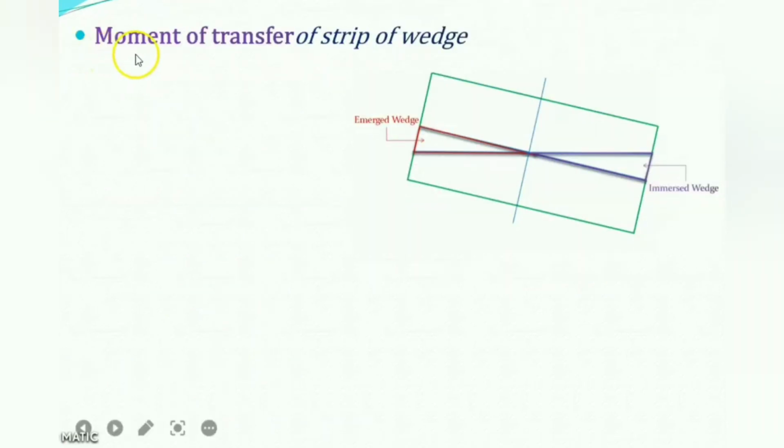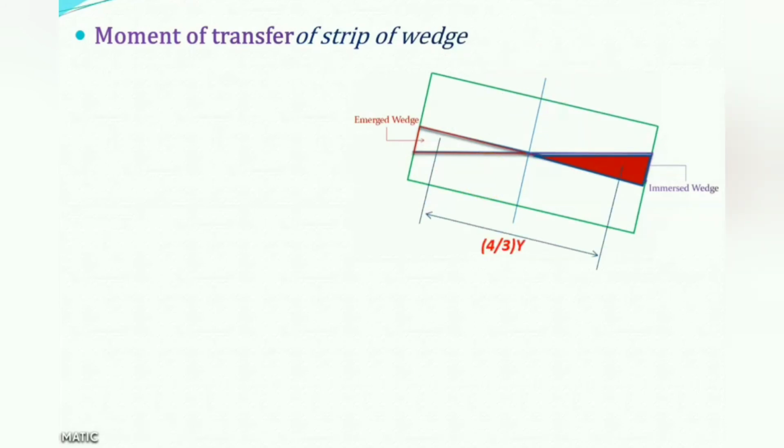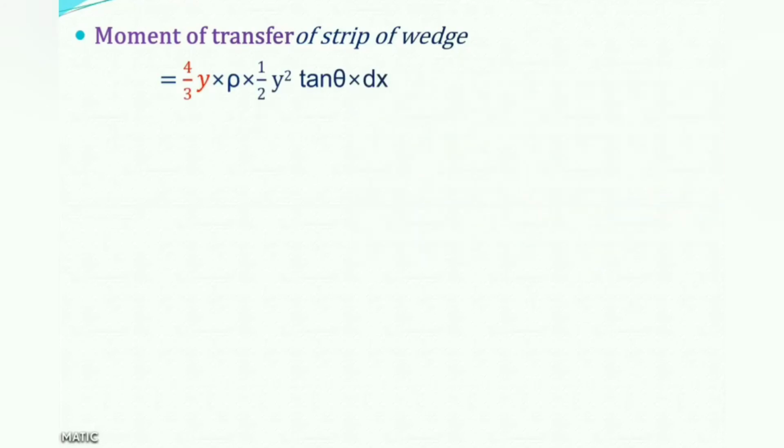Now we are arriving at the moment of transfer of strip of wedge. Apparently this liquid wedge is getting transferred to the other side, and the distance covered by its center of gravity in the upward shift direction is 4/3 of y. Let us just multiply the liquid's mass with this distance here. Simplifying further gives us rho into 2/3 of y cube into tan theta into dx. This expression gives us the value of moment of transfer of strip of wedge, meaning that small strip.